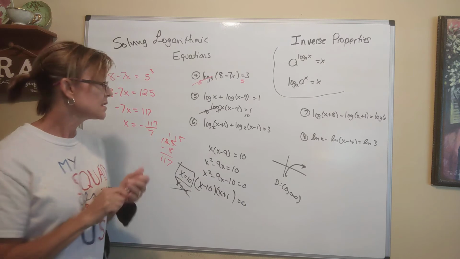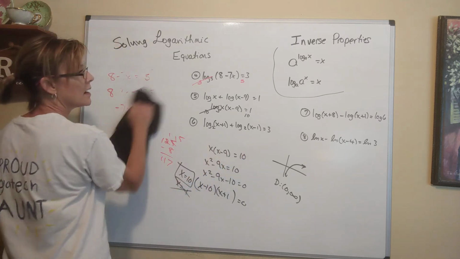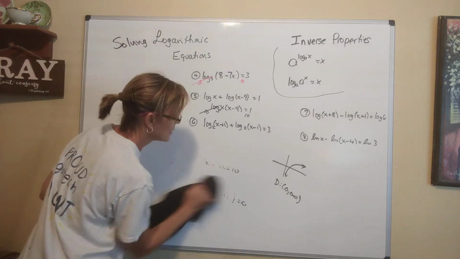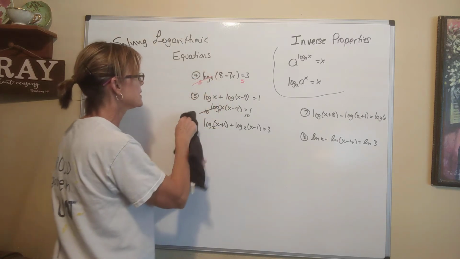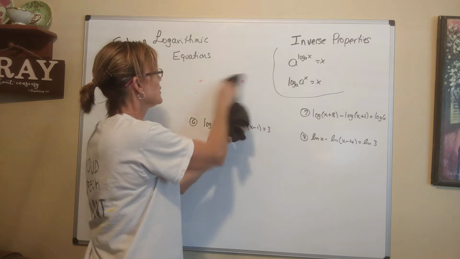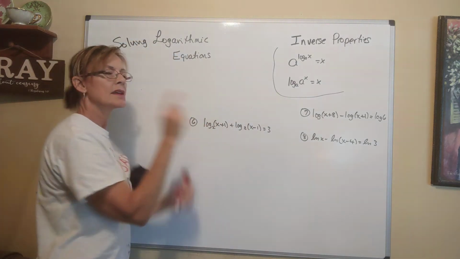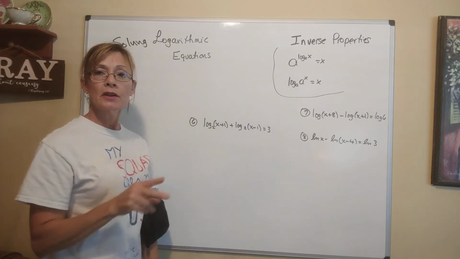All right, let's make some room and do 6 and 7 and 8. And these are pretty straightforward. Number 6 goes like this. It's kind of the same situation as we had in number 5. We have 2 different log expressions, and we need to be able to rewrite this as one expression, and so we're going to use a log property. Since there's a plus sign, we're going to use the product rule.